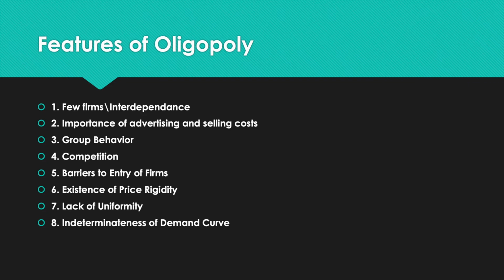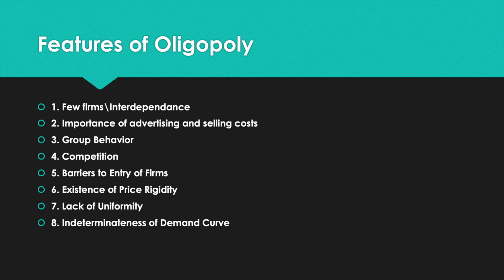The second one is importance of advertising and selling costs. So in a form of oligopoly, like I said, all the firms are extremely vigilant about each other's action. So if any firm increases or decreases the price, there is an immediate reaction from the other firms. Therefore, advertising acts as an extremely powerful tool in oligopoly form of market.